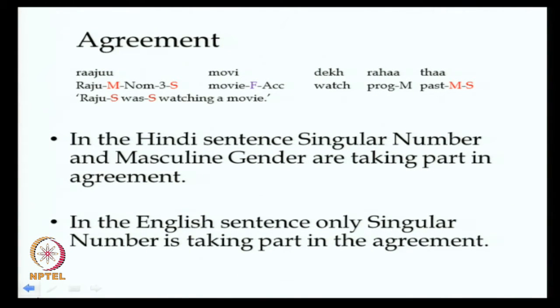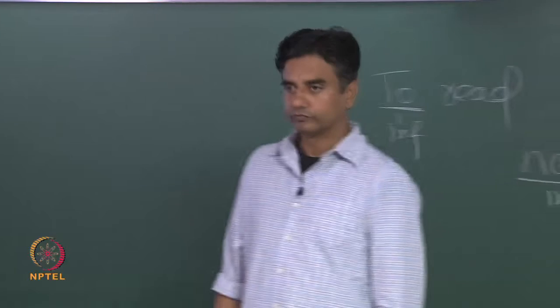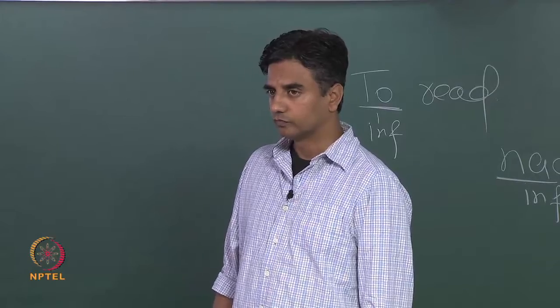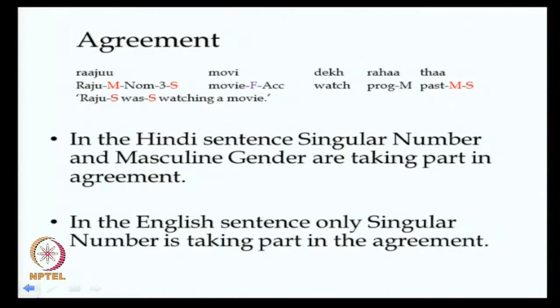Yeah, go ahead. Instead of Raju, I mean, take Sita or something. Sure. So it is feminine, singular. So it is similar to movie, sir. It is feminine and singular. So in the last tense, it should be thi, right? Right. It is also feminine and singular. So both nouns are similar, I mean, carrying similar features.